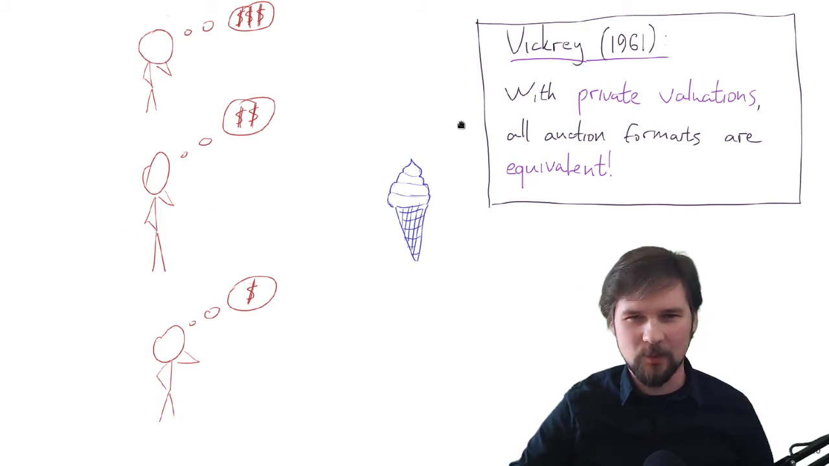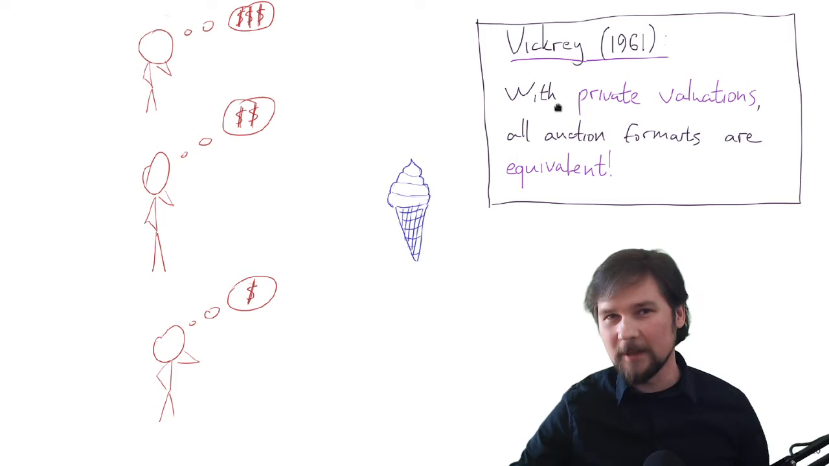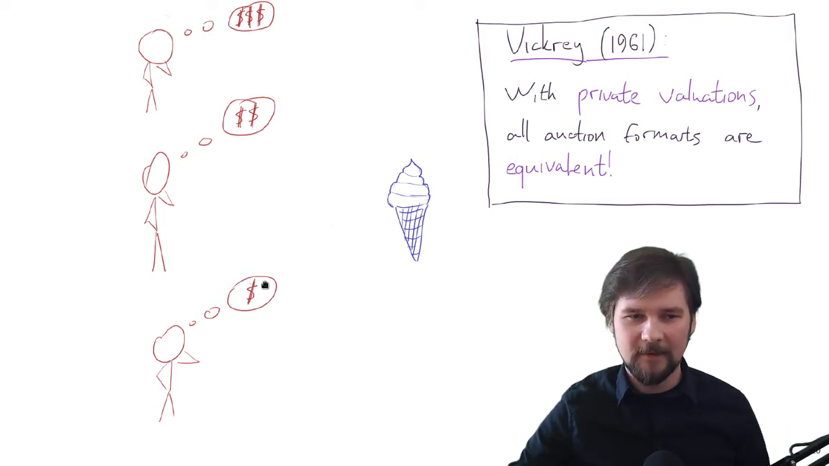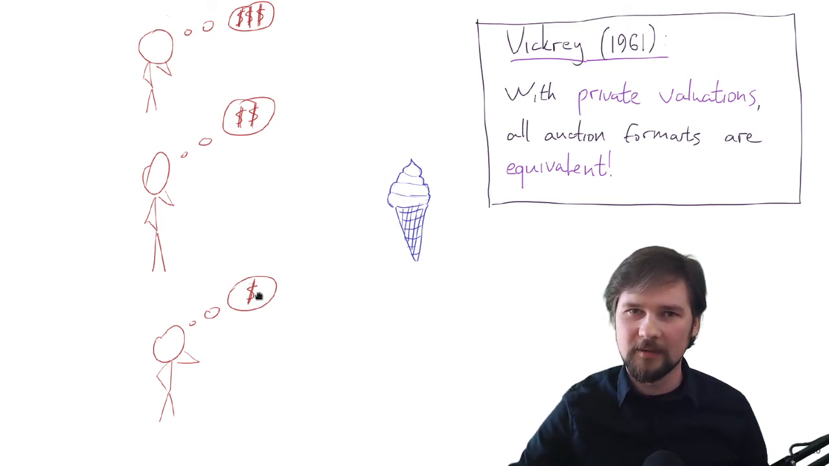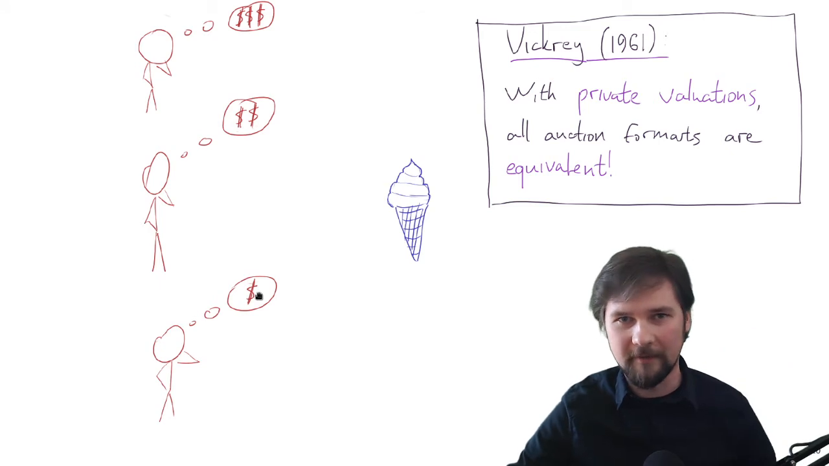However, what is this quantifier, with private valuations? Basically what this means is that whatever valuation I have is irrelevant to your valuation. You like ice cream and it's a warm day, so you do not care about what I think about this ice cream. My information is irrelevant to your valuation.